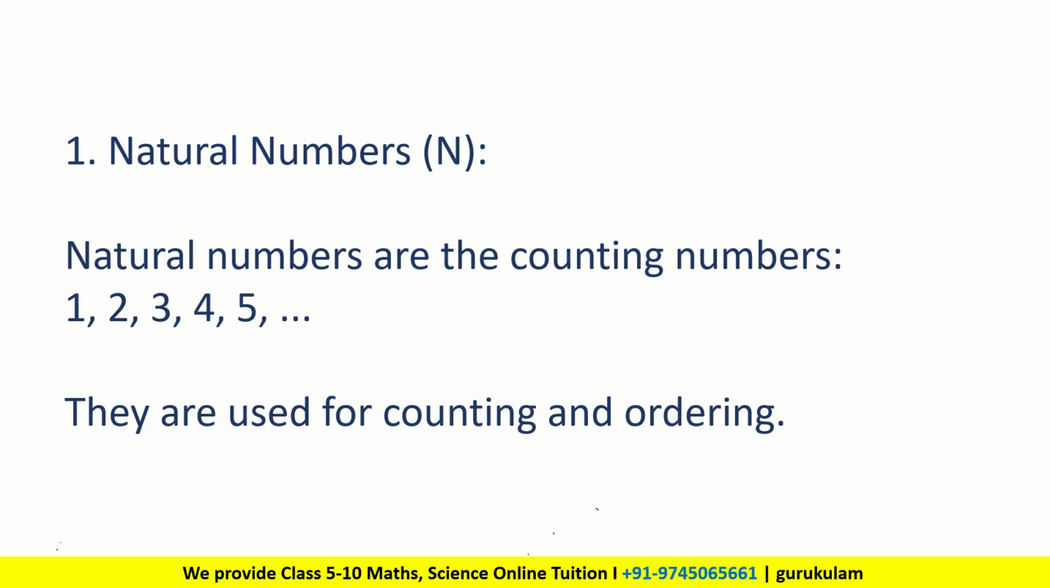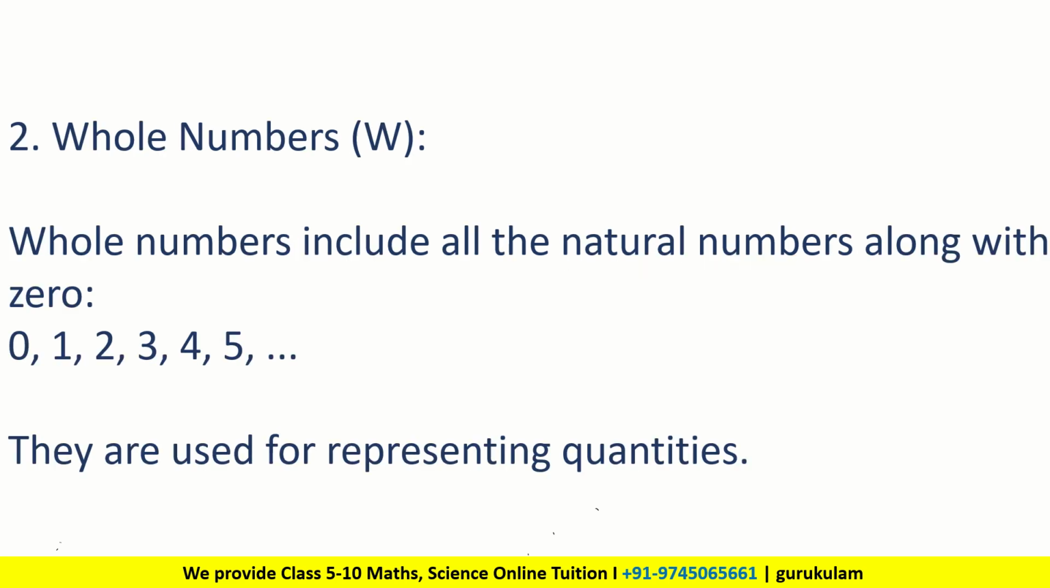The first one is natural number. Natural number is represented with a symbol called capital N. Another name of this natural number is counting numbers, because we use these kinds of numbers for simple counting, just like 1, 2, 3, 4, 5, like that. This value is extended up to positive infinity. So natural number starts from 1 and ends with positive infinity. The main use is for counting and ordering.